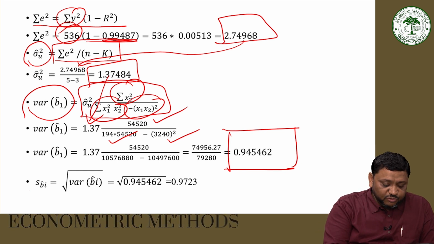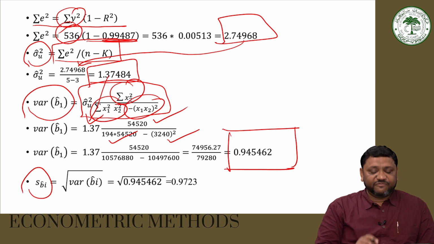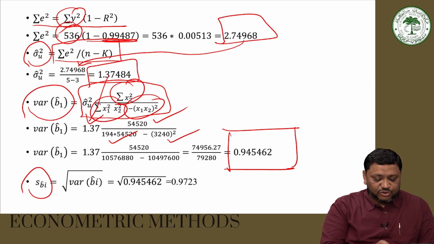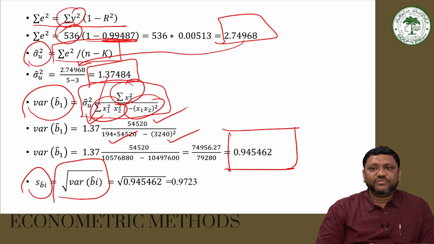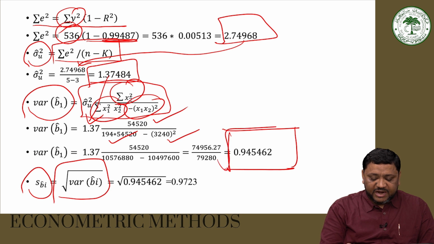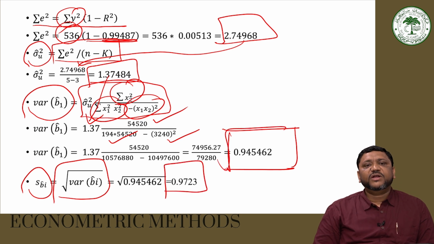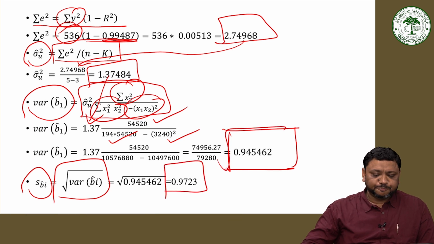Now we need to calculate the standard error of beta 1 hat. This is nothing but the square root of the variance. So when we take the square root, this is equal to 0.9723.